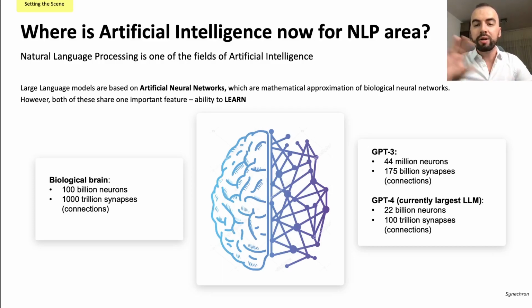When comparing it to largest large language models, GPT-3, that's used currently in ChatGPT, has 44 billion neurons and 175 billion synapses, which you can see is not even comparable, it's much smaller than biological brain, while GPT-4, largest language model so far, published a few weeks ago, has 22 billion neurons and 100 trillion synapses, which is still much smaller than biological brain and far away from the overall intelligence that humans have, not just understanding text and speech.